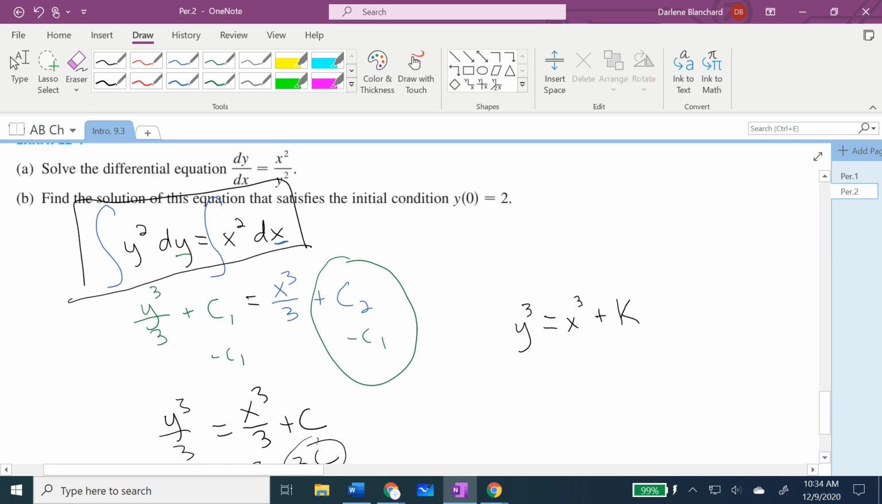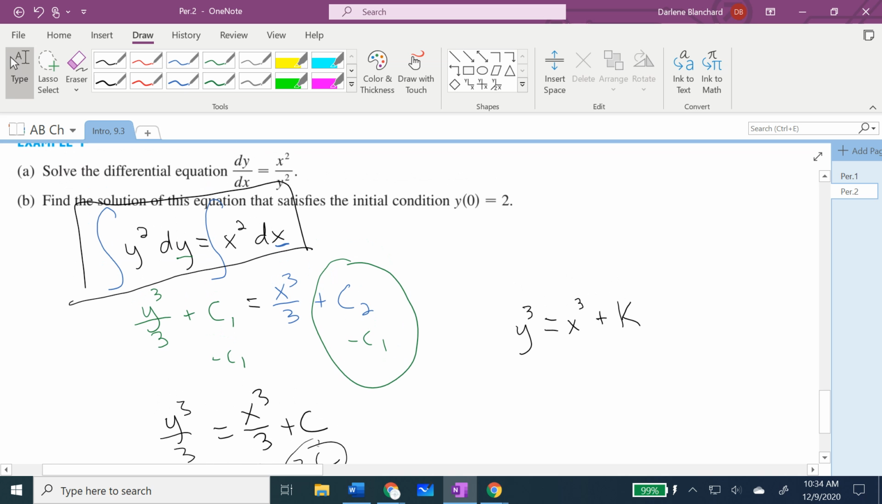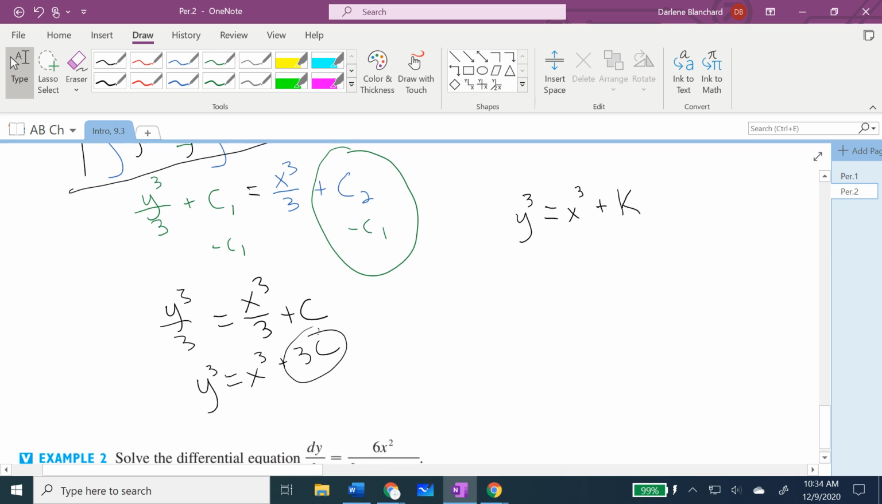Now, the problem asked me to first solve the differential equation. It was actually solved at this point right here. Solving a differential equation means getting to the point where you no longer have derivatives.